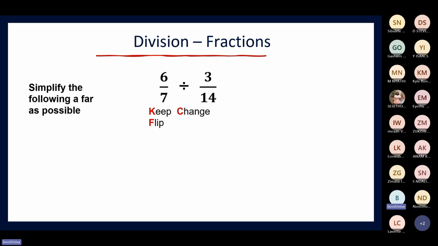Keep, change, and flip. We keep the first, we change the sign, and then we flip the second. We keep 6/4. We change the sign from a division to a multiplication because they are related, but we change the numerator and denominator. The one that was at the bottom goes to the top. The one that was at the top comes to the bottom.